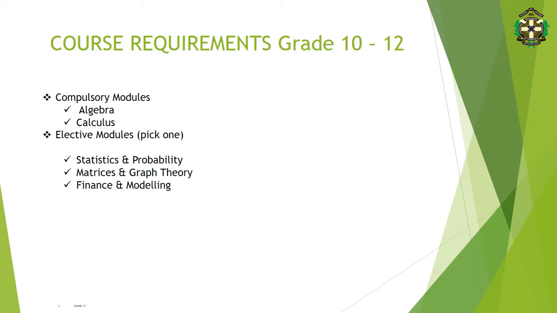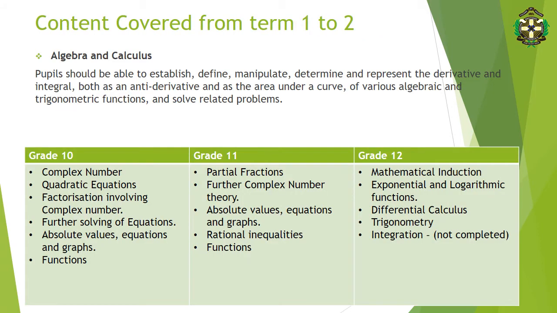But since I introduced this advanced program mathematics in 2008, I've realized that people opt to go for finance and modeling because it is also covered in mathematics, so it is more like a two-in-one situation, so that they do not have to study twice. Once they do the finance and modeling in APM, it means they've covered it also in maths, which is not a problem at all. Right, so the content that we have covered in terms 1 and 2.